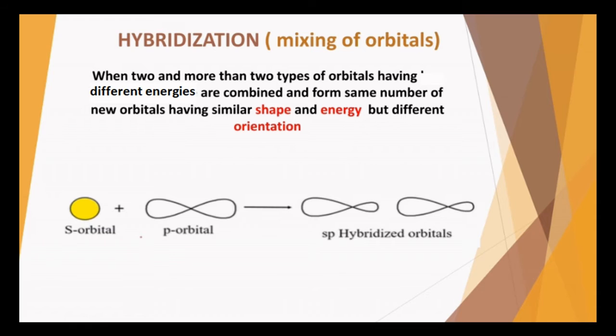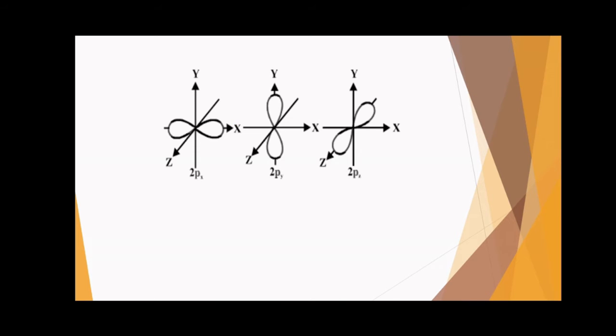Now to understand the orientation of orbitals, we take the example of p orbitals. You can see we have three p orbitals, that is px, py and pz. All of these have the same shape and energy, but they have different orientations in three dimensions. Due to these different orientations, each molecule has a specific geometry. So hybridization explains the geometry of molecules as well.